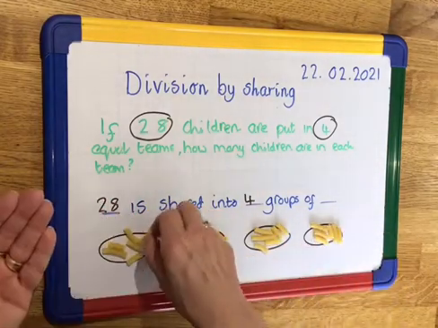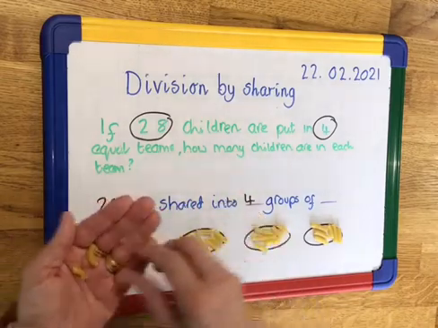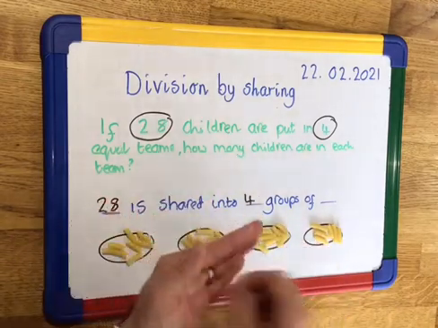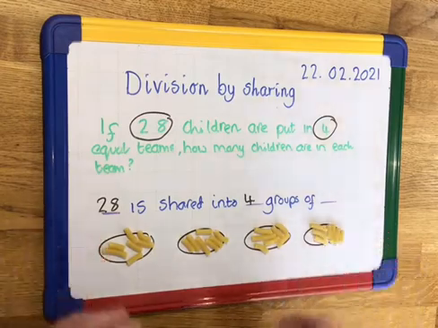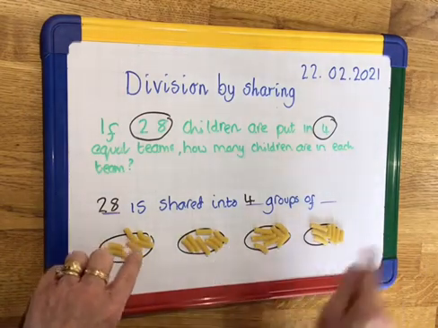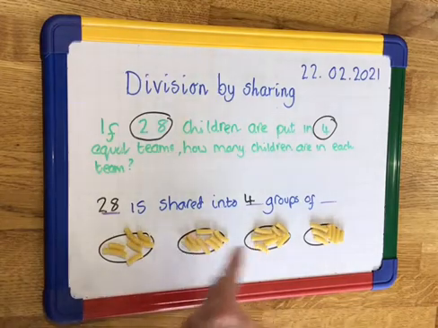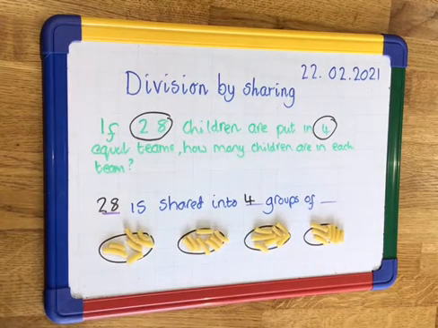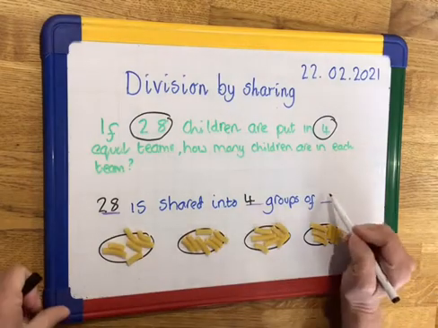And the last few. So now I've used them all up and they've all got the same number in each group. Let's count. 1, 2, 3, 4, 5, 6, 7. And yes, there's 7 in each group. So 28 is shared into 4 groups of 7. So I can put a 7 there.